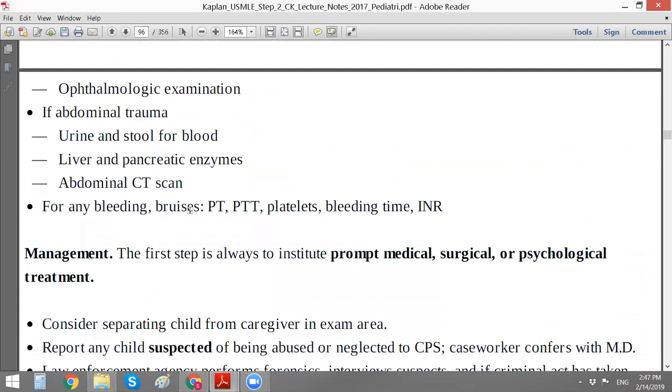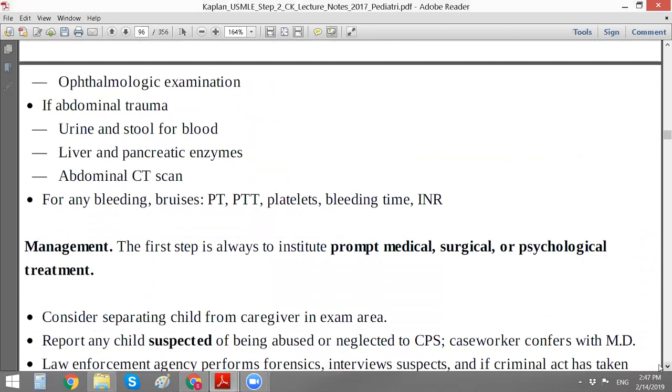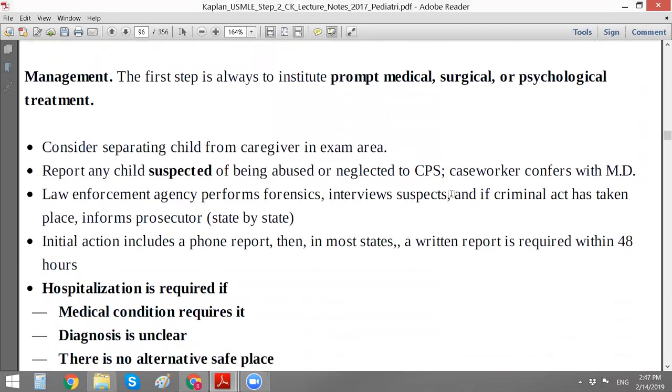For any bleeding or bruises, PT, PTT, we are also doing the coagulation profile just to rule out that there is no clotting problem. Management: the first step is always to institute proper medical, surgical, or psychological treatment. Consider separating the child from the caregiver in the exam area. Report any suspected child abuse. Report to CPS, the CPS worker conferred with the MD. Law enforcement agency performs forensics, interviews suspects, and if a criminal act has taken place, informs the prosecutor.